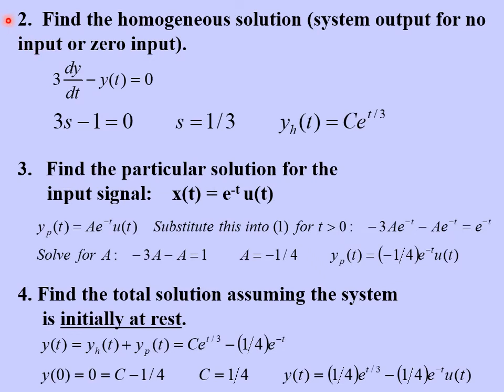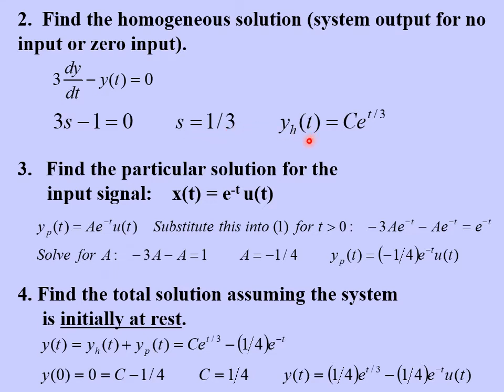Question 2 was find the homogeneous solution. Remember, this is the system output for no input, or equivalently a 0 input. So for our homogeneous equation, remember, we just make the right side 0. This is something that we discussed in part 4 of this chapter's lecture. What we have to do is write the characteristic equation. Remember, we can do this by inspection. A first derivative just gives us an s. So I have 3s minus, y by itself just gives me the 1, equals 0. I can solve for that. s is equal to 1/3.